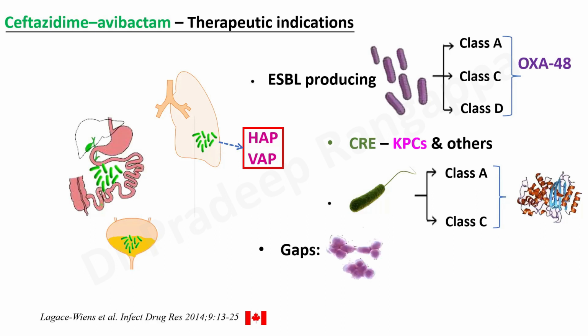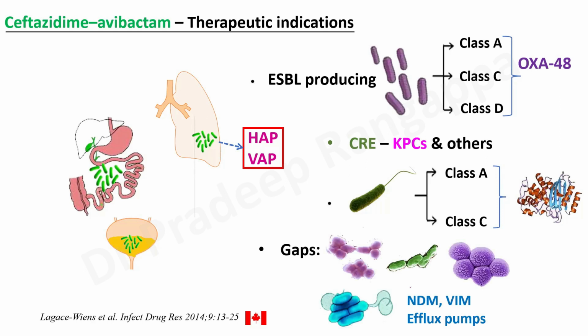And the limitations of this Ceftazidime-avibactam is it is not effective against Acinetobacter. It's just the morphological appearance of these bugs I put. And it is not effective against Burkholderia, or MRSA, or Stenotrophomonas, or any of these NDM, VIM or efflux pumps. So these are some of the limitations.